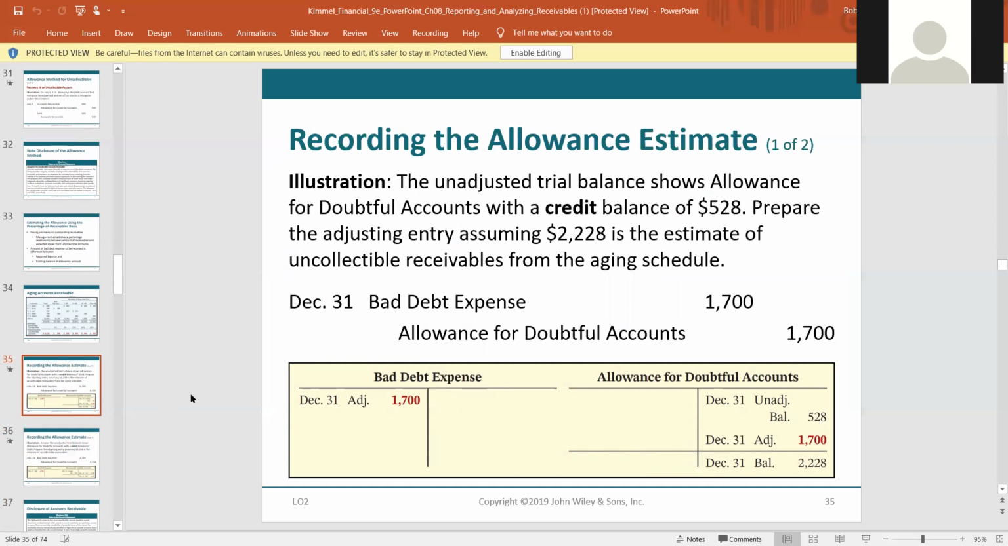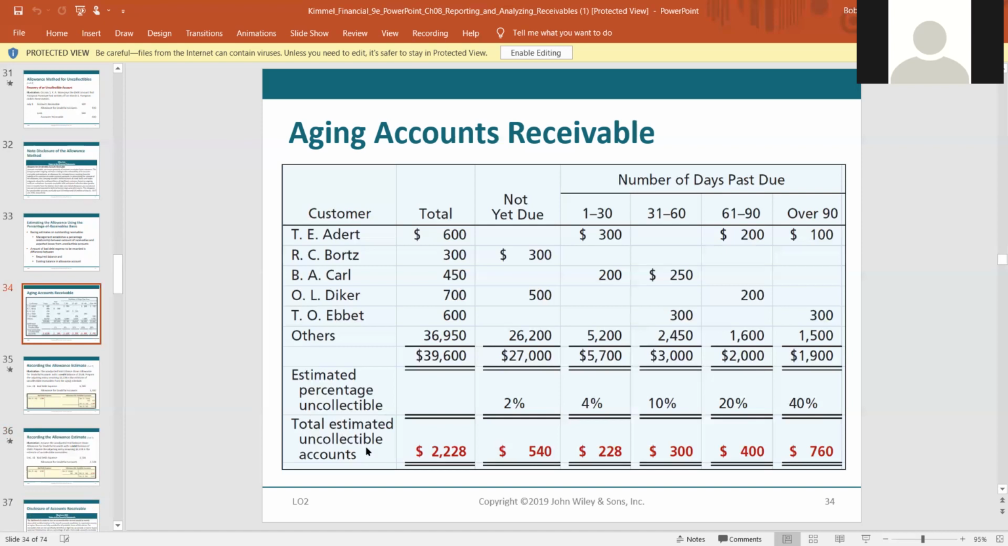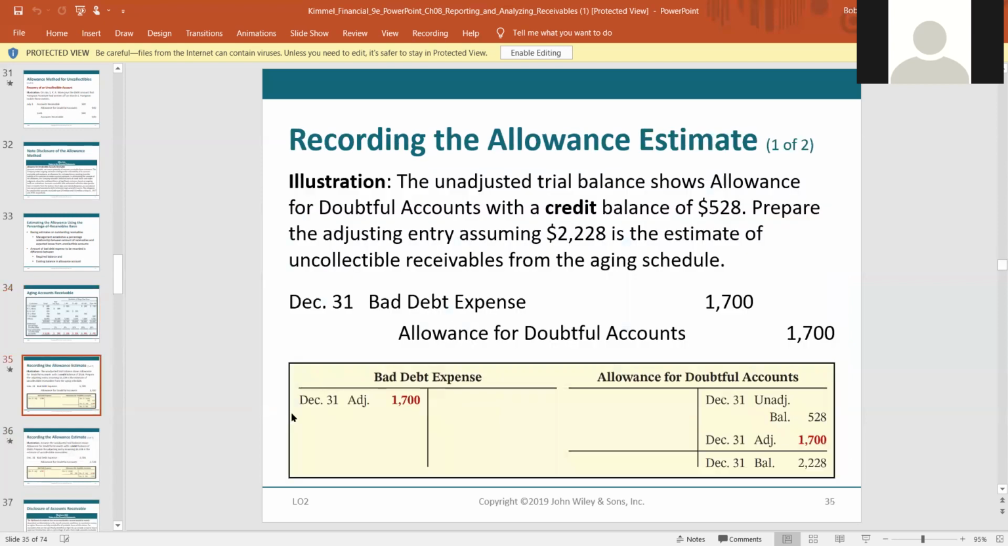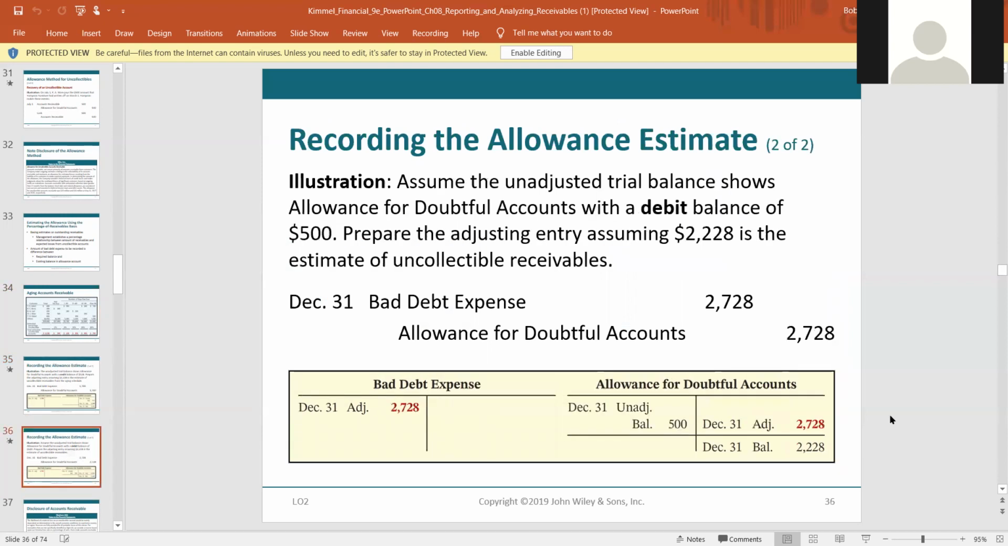I'm going to go over that one more time. The amount that they calculated here is the balance we want in the allowance account. How much was in the allowance account to begin with? 528. Therefore, we need to bump it up $1,700. Debit bad debt expense, credit the allowance for bad debts. That's one of just two-line journal entries you need to worry about.